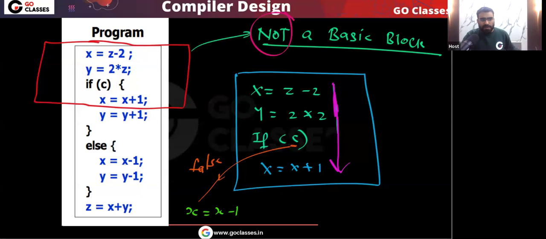Is this clear? This is not a basic block, because you can see from here you can go out. So from the middle of the basic block you are going out. Remember, in a basic block, this is a simple point: what is allowed, what is not allowed? Let's assume this is your basic block B.